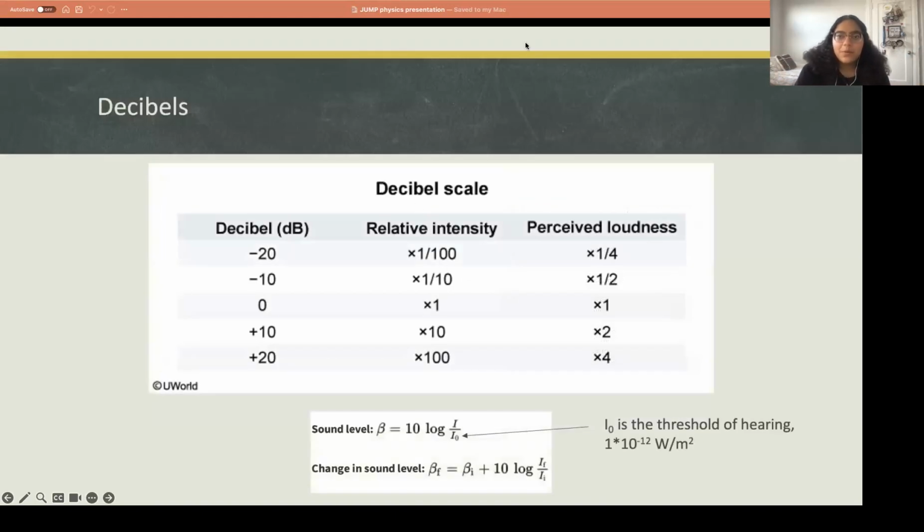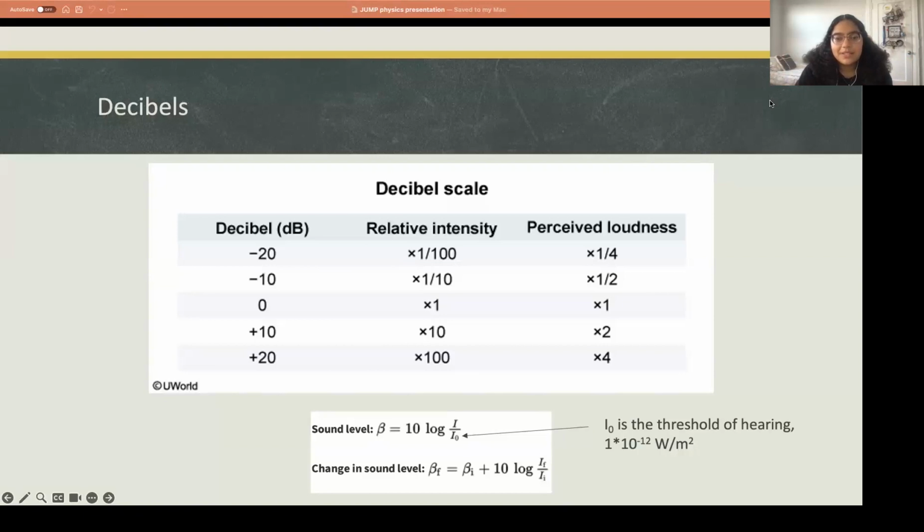All right, and then when we're measuring sound intensity, the units we often use are decibels, but the decibel scale is a logarithmic scale, so it's a little interesting and worth going over. If you have, say, 0 decibels, that's your baseline relative intensity times 1. But for every 10 decibels you add, you're actually multiplying the intensity by 10. So at 10 decibels, your intensity is 10 times more.